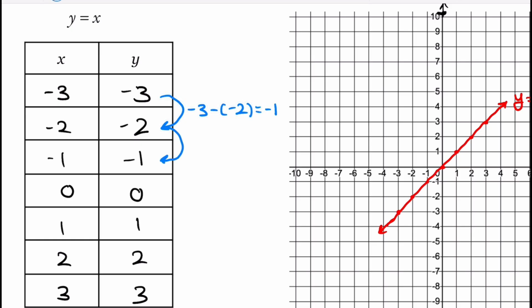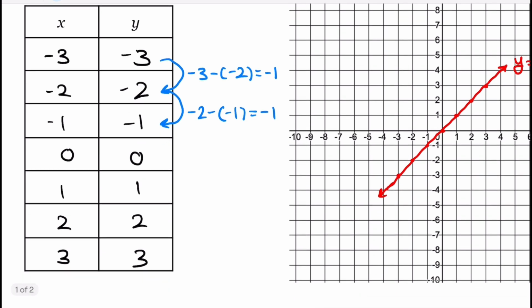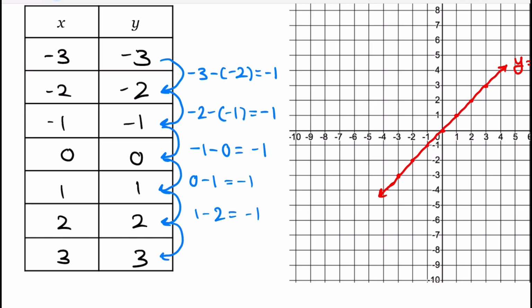Then I do the same thing. Now I'm doing -2 and -1. So I'm doing -2 minus -1. So that's -2 plus 1, which is -1. So be careful with the signs here. And you're just going to continue that for all of your points. So -1 minus 0, that's -1. 0 minus 1, which is also -1. And then 1 minus 2, -1. And then 2 minus 3, which is also -1.